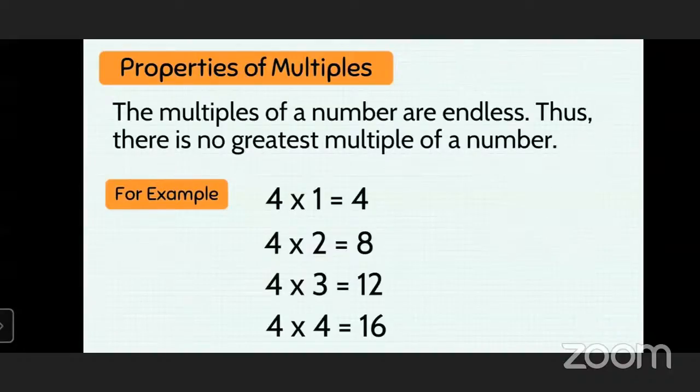4 multiplied by 15. 4 fives are 20, and 4 times 10 is 40, so 60. 60. Very good. So we can multiply endlessly, up to infinity, any number. If we pick one number and multiply it by any number up to infinity, there is no greatest multiple of the number. Okay.